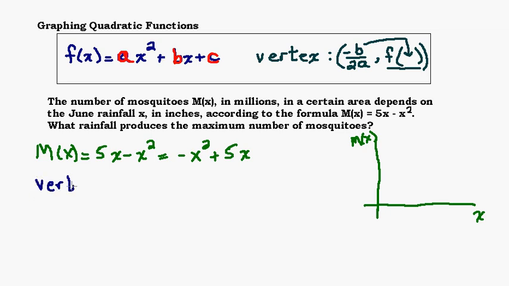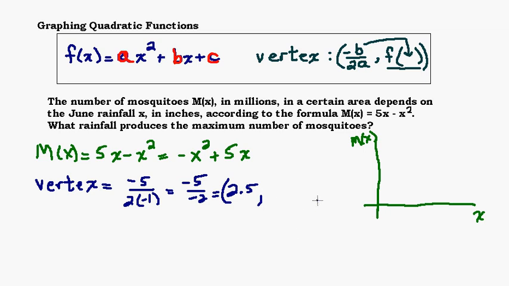Okay, so we're going to use our formula, opposite of b over 2a. So my b value is 5, so the opposite of b is negative 5. And my a value is negative 1. So positive 2 times negative 1 gives me a negative 2 on the bottom. And that tells me 2.5. So my vertex is 2.5 something.